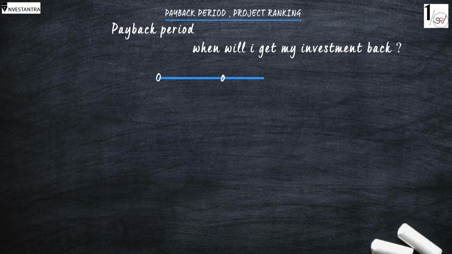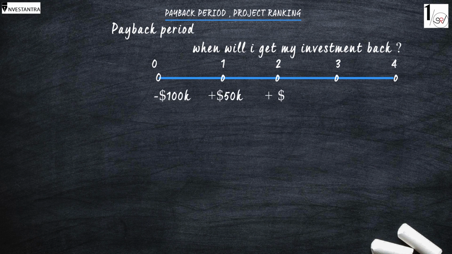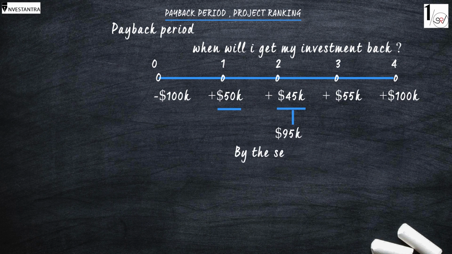So let's say that at time zero, there's a $100,000 expenditure. And then at time one, you get 50K. At time two, you get 45K. Somehow there's a decrease. Time three, you get 55K. And time four, you get 100K. Right? Now here, the payback period is the amount of time it takes to recover this 100K. So if you're getting 50K and 45K here, by the second period, you get 95K back, right? Now the amount that you're getting here is 55K in the third period, right?